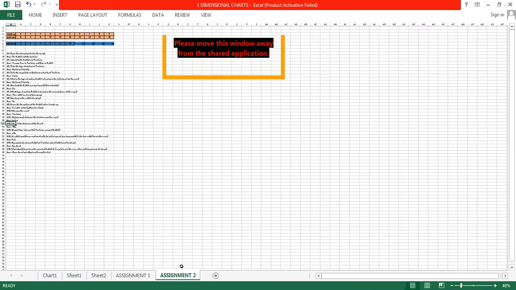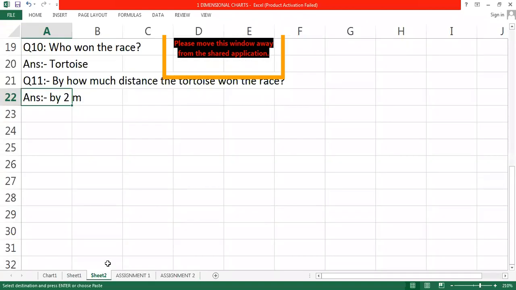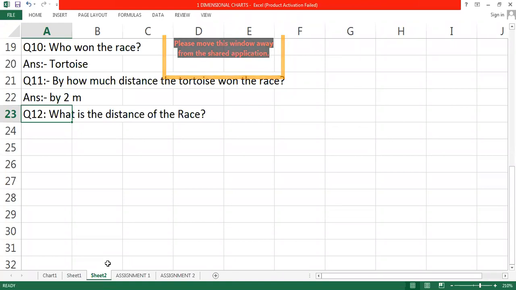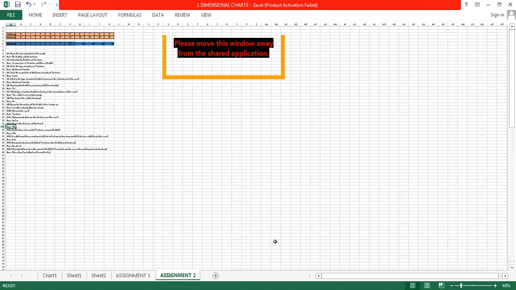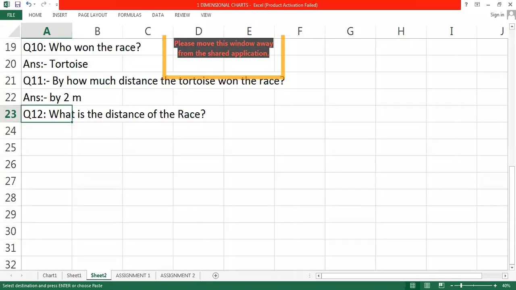Then next. Again, a very interesting question. What is the distance of the race? Exactly. How long is the race? What is the distance of the race? Quickly tell me how much that is. Very good. Brilliant. Yes. What is the distance of the race? All of you are writing the right answer. It's 18 meters. So you will find the distance of the race is 18 meters. See how much information you are getting from the graph.